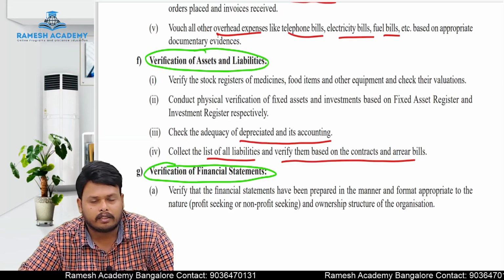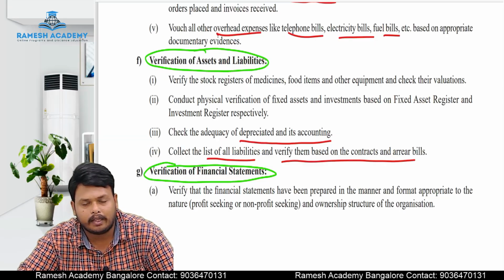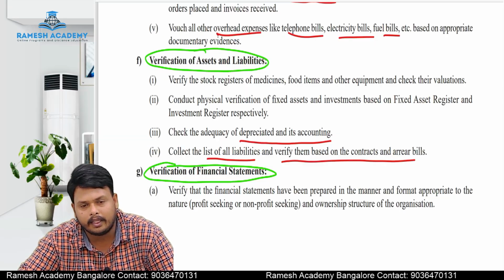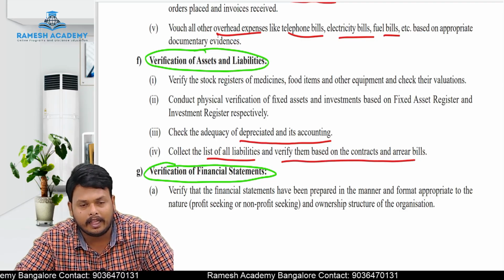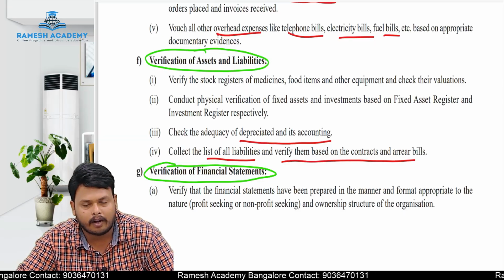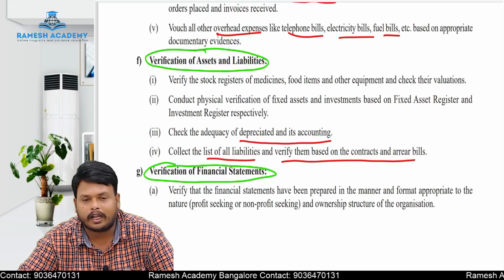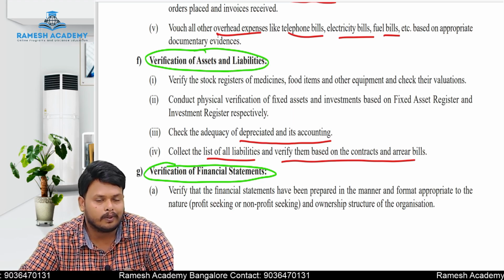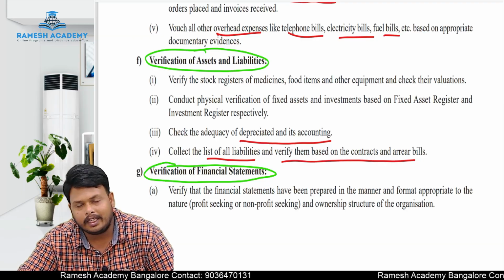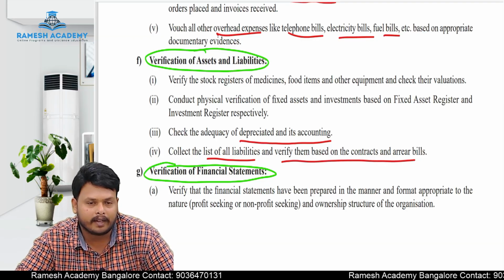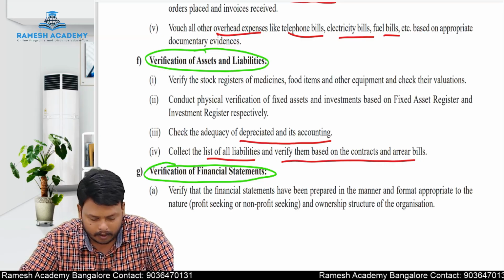But generally in the case of a hospital, the majority of the liability will be towards vendors, whose bills will be there. If they are constructing hospitals, they will avail loans. In that case, we have to see and classify what kind of loans they are availing, whether it is a short term loan or a long term loan, and whether they are repaying the interest on a regular basis or not. All these things the auditor has to verify and report in the audit report.